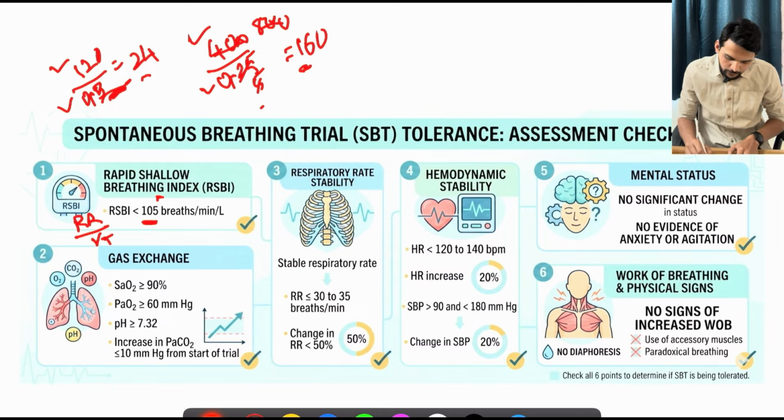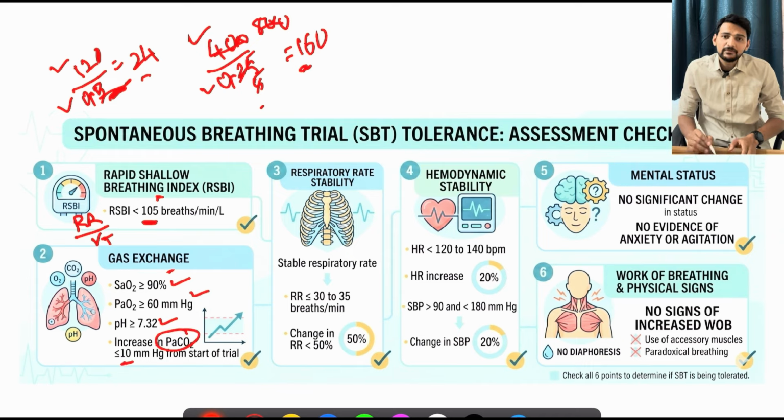Then we have to look at some other parameters. Saturation should be more than 90%, and the ABG should show oxygenation of more than 60 and pH more than 7.32. Whenever we repeat the ABG before and after the trial, there should not be an increase in PaCO2 of 10 mmHg from the start of the trial. So these are related to the ABG. Then, when we assess respiratory rate, it should be less than 30 or 35 breaths per minute, and the change in respiratory rate should be less than 50%.